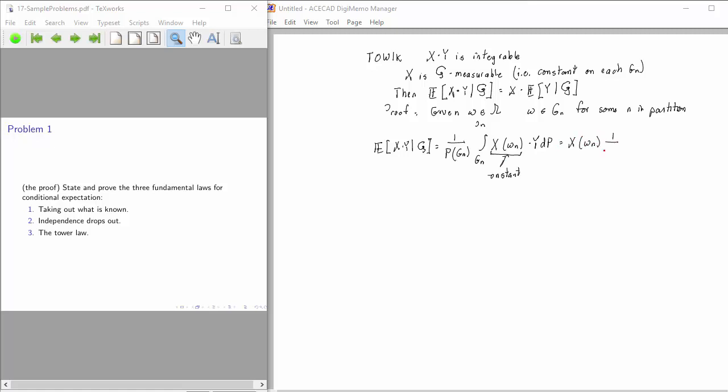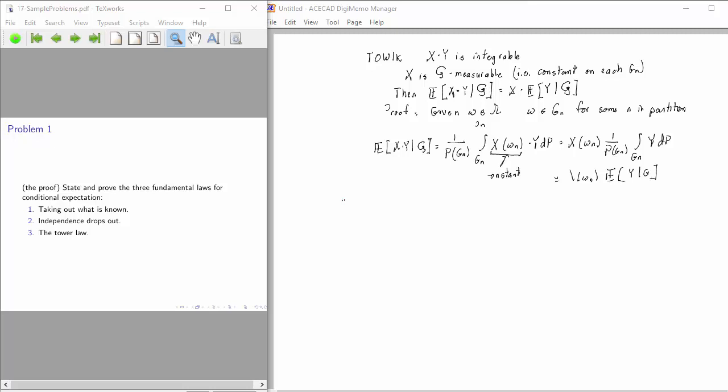And then what have we got left? We've got 1 over the probability of G sub n times the integral of Y over G sub n. But that's just the definition of the conditional expectation. In other words, conditioning on something that's already constant on each set in the sigma field that you're using for the conditioning has absolutely no effect.